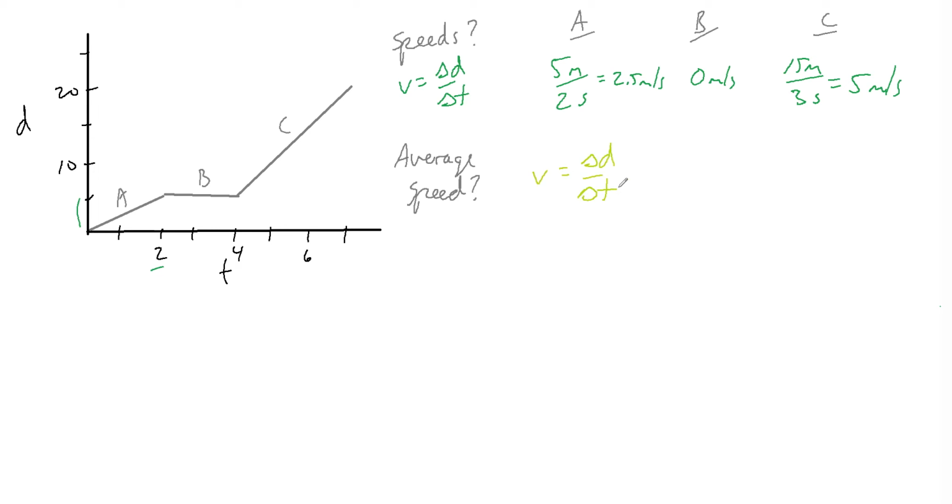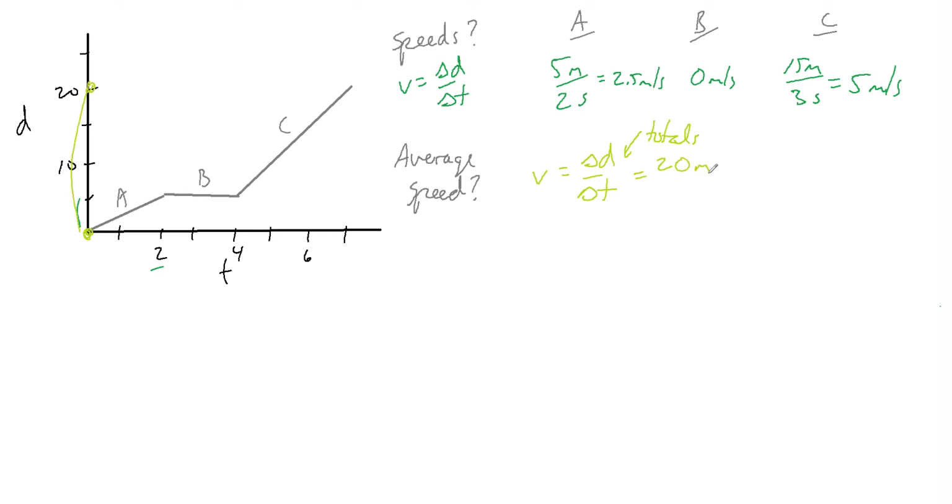But instead of using the distance for one section, if I want the speed for the entire situation, I'm going to use the distance for the entire situation. We are going to use totals for this type of thing. So I don't want just any distance, I want the total distance. And the total distance, whatever the thing traveled, it started at 0, and it went all the way up to 20. So the total distance traveled was 20 meters.